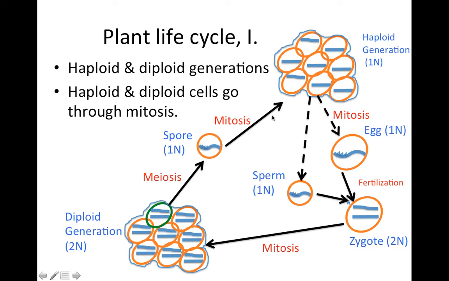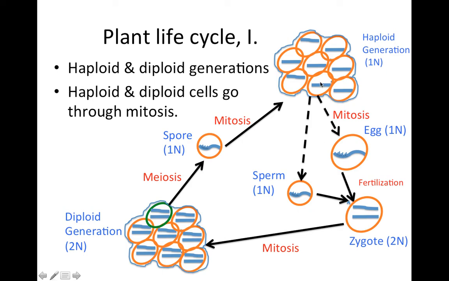So when they do mitosis, that's going to create a multicellular haploid generation. There's only one copy of each chromosome in each cell. This is something that does not occur in animals, or at least doesn't typically occur in animals that we are used to thinking about. So this entire multicellular organism has only one copy of each chromosome per cell. We need to get to the gamete stage though.